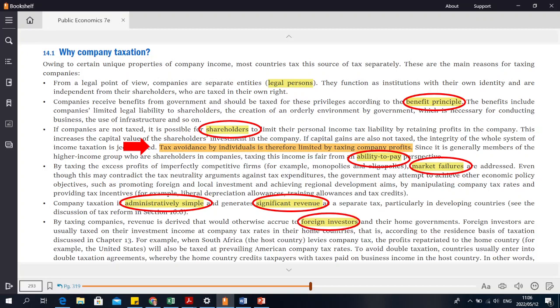And another reason for the company tax is that we can also tax foreign investors, because they come and invest in South Africa, in South African companies. We tax the profits of the companies. We don't care where the investment comes from, but in a way, that's a way of also getting revenue from foreigners if we have a corporate income tax.